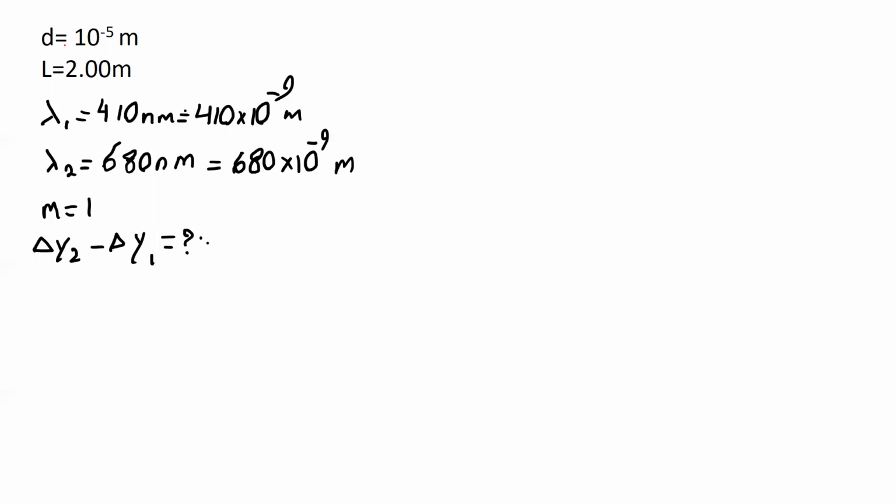The formula that we use is m lambda divided by d equals delta y divided by L. Delta y is the distance between, for this case, because our m equals 1, the first order maxima and the central maxima. We name it delta y. So we use this formula to find delta y for both wavelengths.